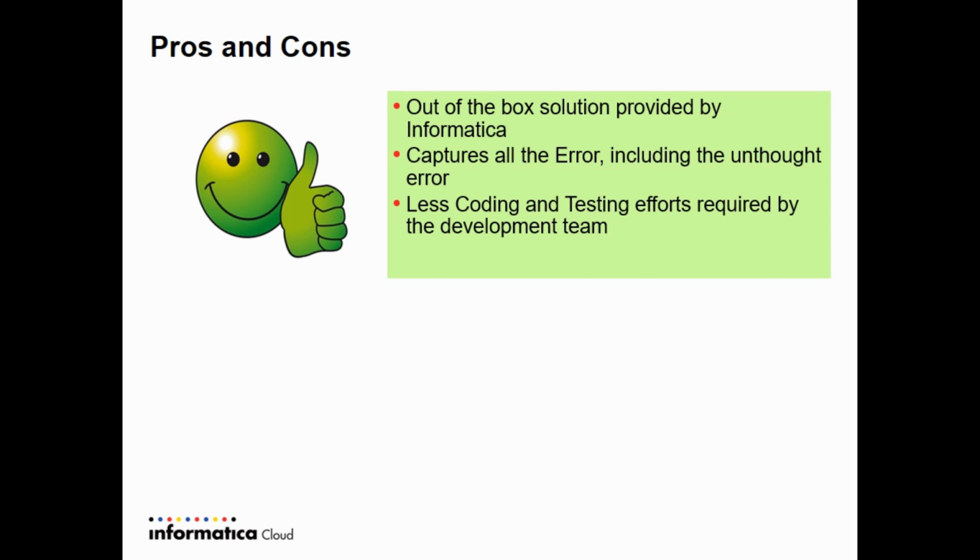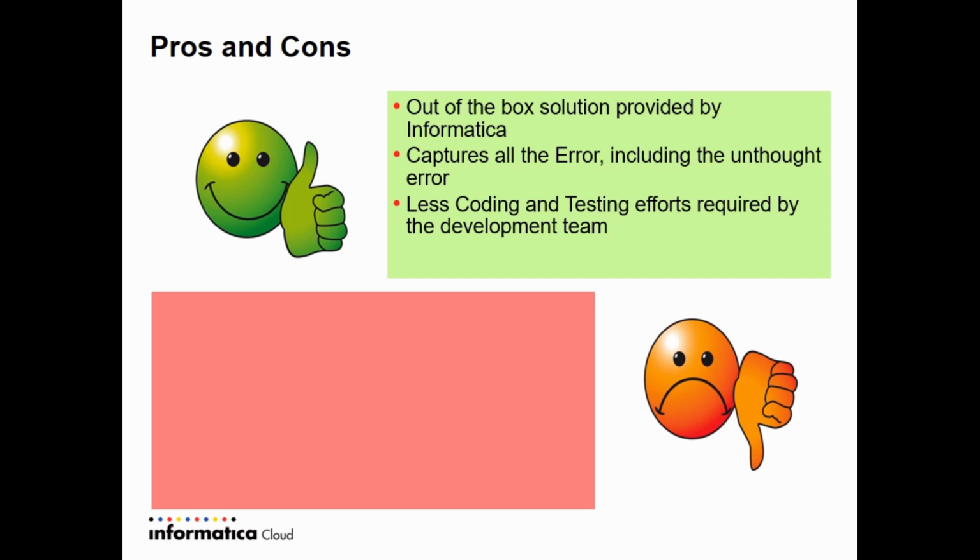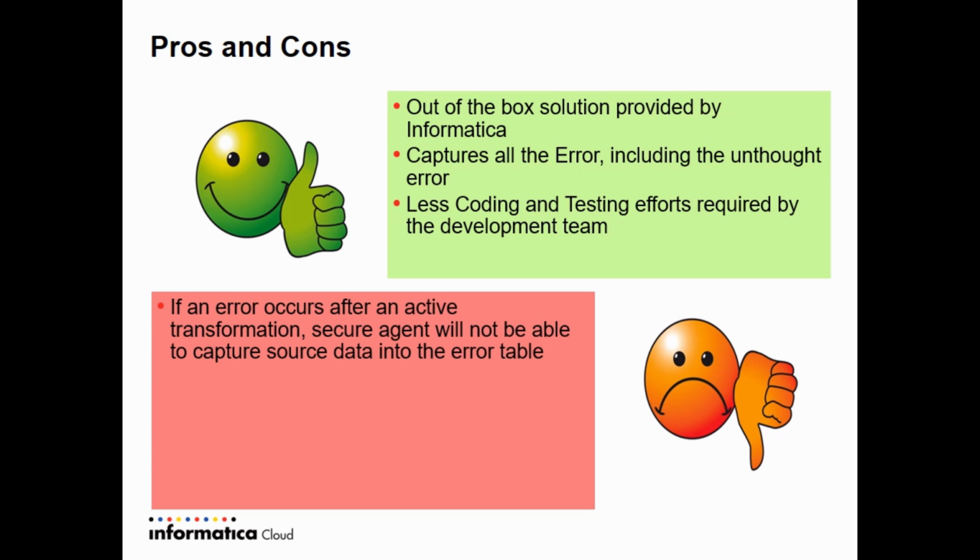However, there are a few cons as well. If an error occurs after an active transformation, a secure agent will not be able to capture source data into the error table, so it becomes difficult to debug and fix the errors. This method also incurs an additional overhead to the session performance, although this is expected and acceptable.